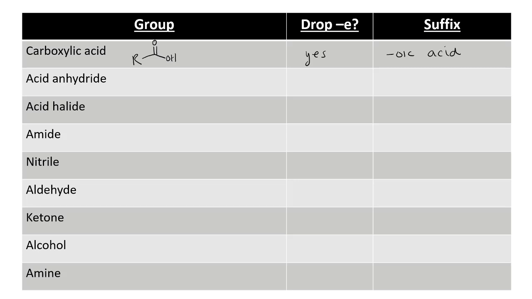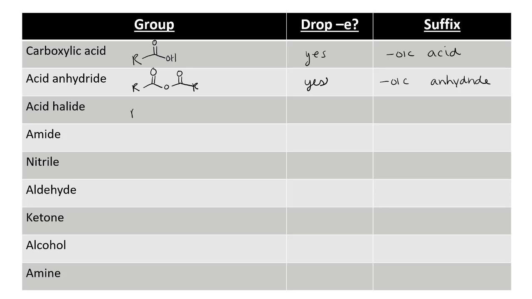For the acid anhydride, this is where we have two carbonyls, and they are separated by an oxygen. For the acid anhydride, once again, we will be dropping the E on the parent chain, and our ending or suffix becomes oic anhydride. Please notice with both of these that it will be two words. The acid becomes a second word, and anhydride becomes a second word for both of these.